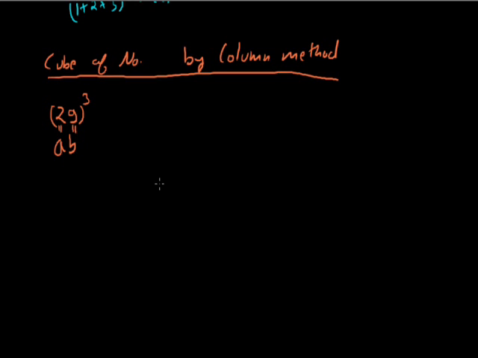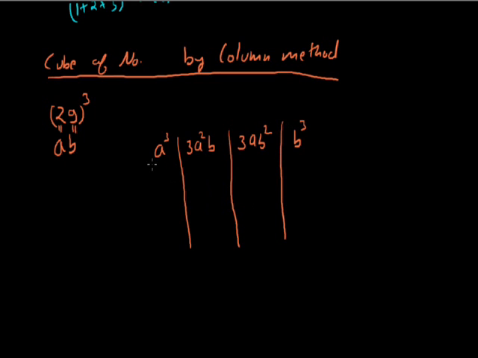So we have to make 4 columns. In the first column we write A cube. In the next column I write 3A square B. In the next column I write 3AB square, and in the last column I write B cube. These are the 4 columns. Initially we put the values of A and B. So A is 2, so we find A cube, that is 2 cube.